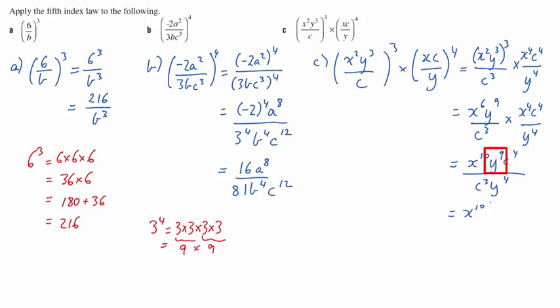Y to the 9 and y to the 4 in the denominator becomes y to the 5. And c to the 4 and c cubed in the denominator becomes c to the power of 1, or just c. And we're actually left with just the number 1 in the denominator, so I'm not going to write that in. So our final answer is x to the 10, y to the 5, c.